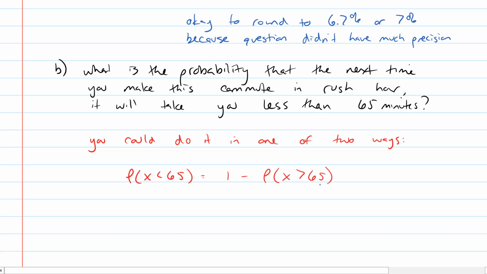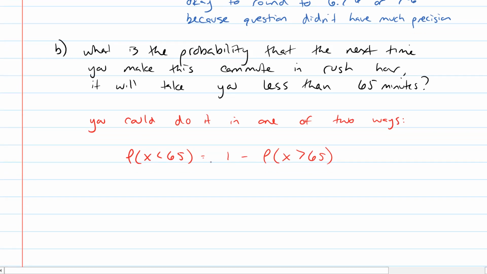Now I can already hear the objections. Just hold that thought for a second. I know that some of you are saying, well, what about x being exactly equal to 65? And we'll get there in a sec. But let's just complete this calculation first, and then I'll address it right at the end. So the probability of x being greater than 65, what we just calculated, 0.0668. And so you're going to get 0.9332, which is just 93%.